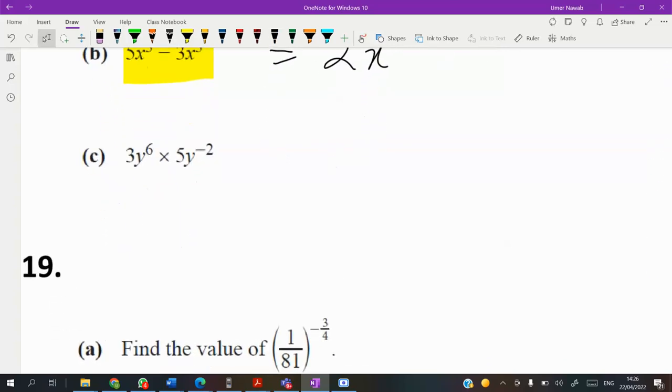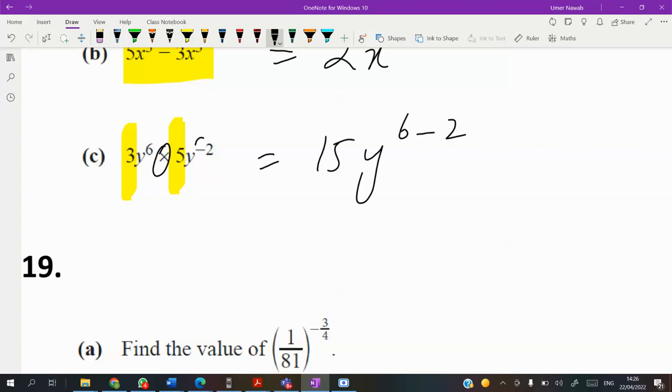Now multiplication: 3 times 5 gives you 15, and y to the power 6 minus 2, because there is a multiplication sign, don't change minus 2 to plus 2, just keep it as it is. 6 minus 2, that is y to the power 4.